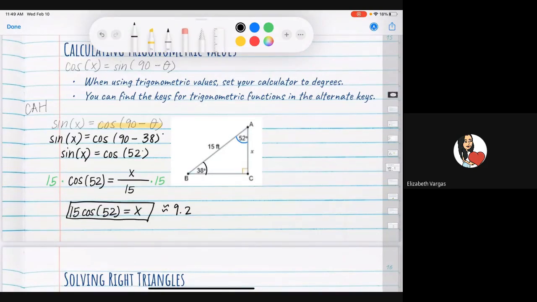Okay, are there any questions so far? We'll do some more examples of this. Any questions so far? Okay, let me move on.